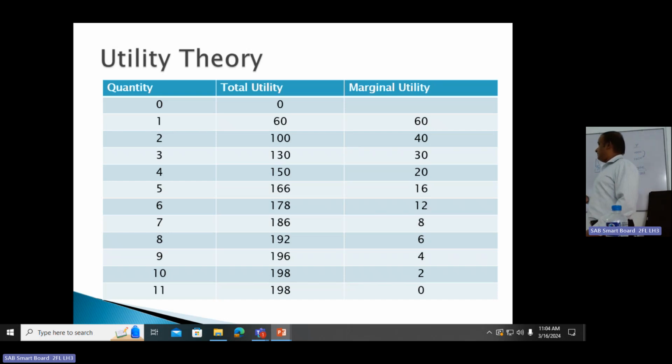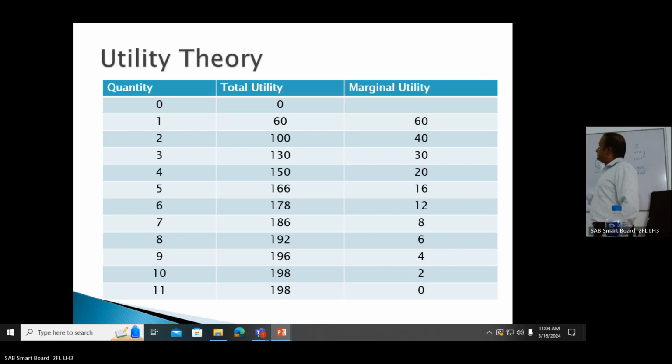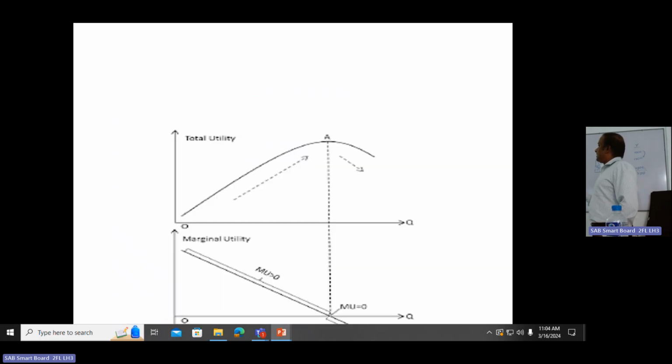So this clearly is applied, right? If you plot this table as a graph, you can see total utility on this side, and the quantity that we consume on this side. This explains the marginal utility and the quantity.